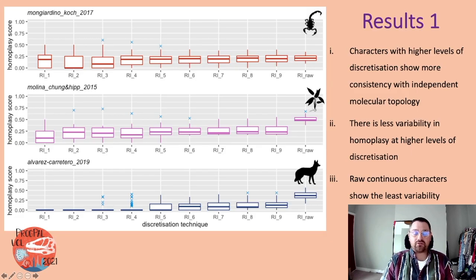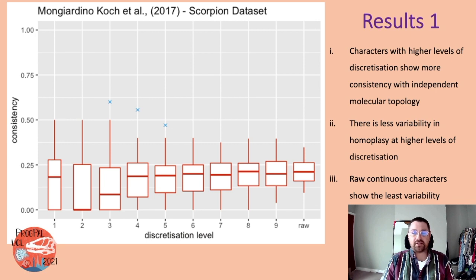So, what did our results show us then? Well, here they are overall, but we'll just look at one data set to make things a little bit clearer. If you're looking along the bottom here, there's the discretization level, raw meaning the continuous data, and then up on the y-axis, the way to interpret this is that characters at the top will be more consistent with the molecular tree, and further down they will be less consistent with the molecular tree. So we can see here that characters with higher levels of discretization, particularly past level 3, so 4 and above, show more consistency with the independent molecular topology.